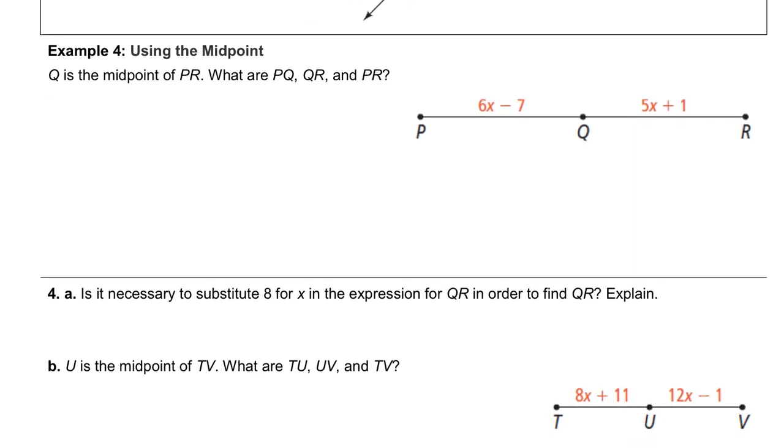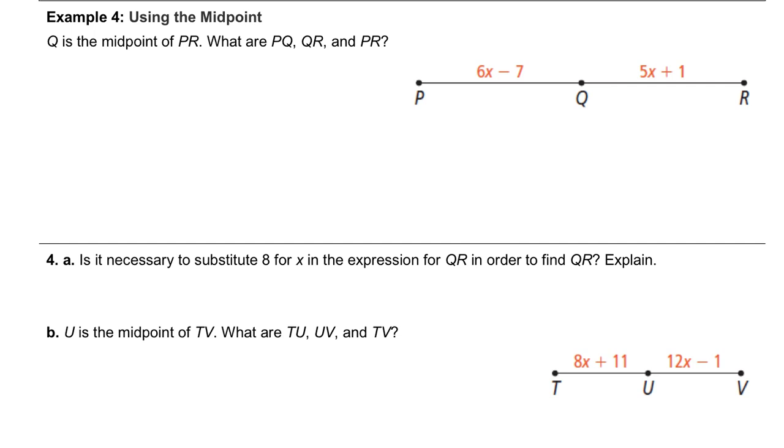So in example 4, using the midpoint, it says that Q is the midpoint of PR. I want to find the lengths of all three segments. If Q is the midpoint, what that means is segment PQ and segment QR are congruent. And from what we talked about before, congruent means they are the same length. If they are the same length, these two expressions have equal values. If these expressions have equal values, I can set these expressions equal to each other in an equation. And this is only true if this is the midpoint, all right? Splits that into two equal parts.